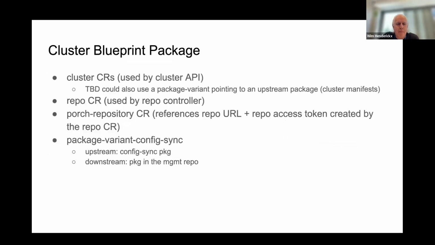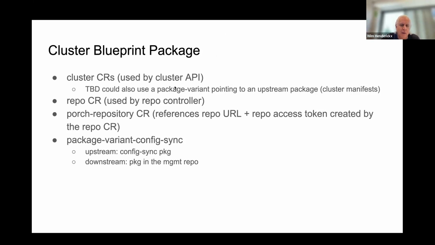Now, what will happen? Let's say we now create a new cluster. What we are suggesting here is we create a blueprint package. What does the blueprint package contain? It contains cluster CRs, which are basically the cluster API ones. I built a package that does this already. And this could also be a package variant, which references that blueprint package upstream, and downstream will then be applied to that management cluster, if you will.